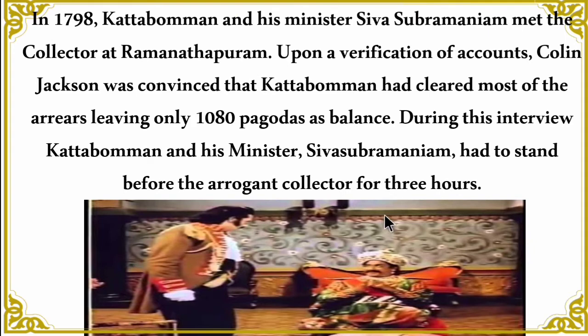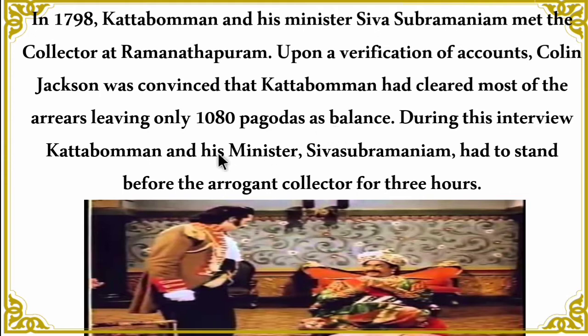In 1798, Kattabomman and his minister Siva Subramaniam met the collector at Ramanathapuram. Upon the verification of accounts, Colin Jackson was convinced that Kattabomman had cleared most of the arrears, leaving only 180 pakodas as balance. Only a small tribute was pending.